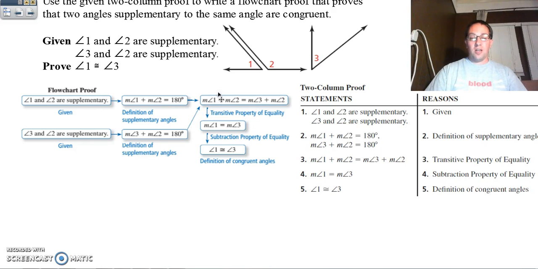So you can see how this is a lot more visual, and it's a lot easier to follow, especially if you have some really complicated proofs. We have to take 3 or 4 things and put them all together. This way you can see where they're from.